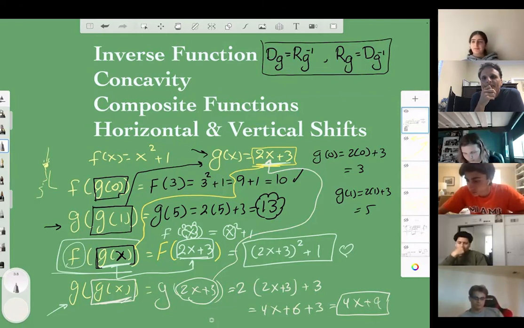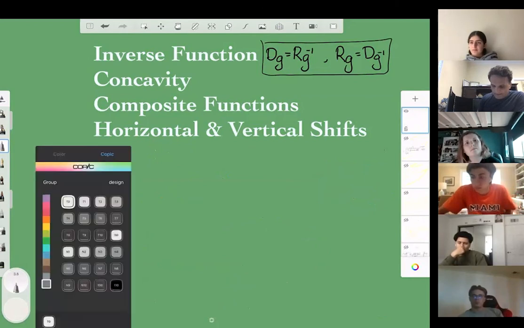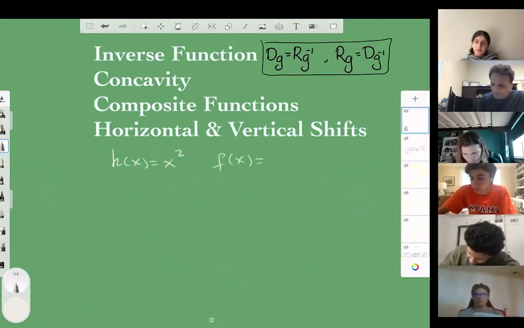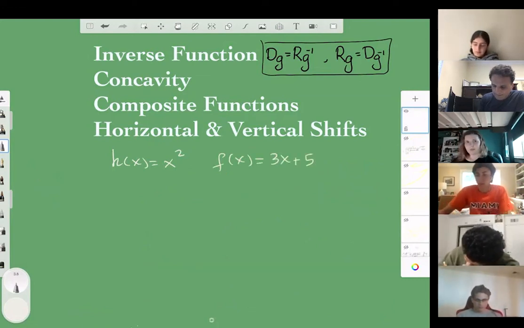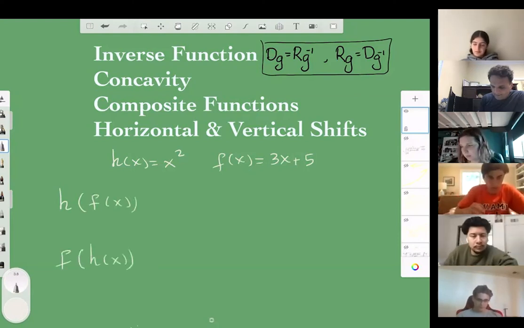All right. I will make a video for the horizontal and vertical shifts, but it seems like you guys didn't like the last part. Then we have one example, then I really let you guys go. H of x equal to x squared, f of x equal to 3x plus 5. What is h of f of x, and what is f of h of x?